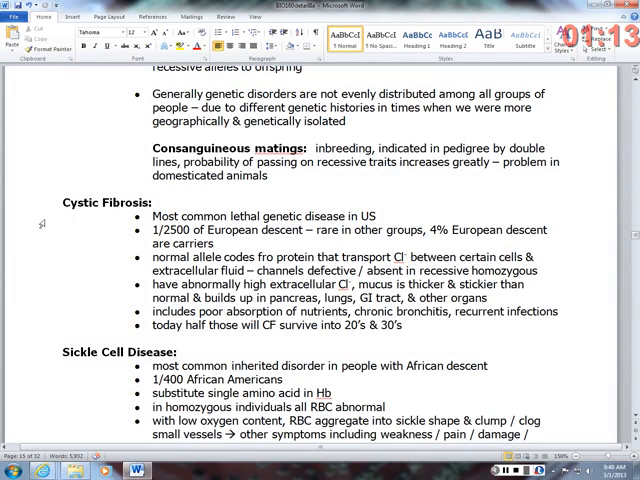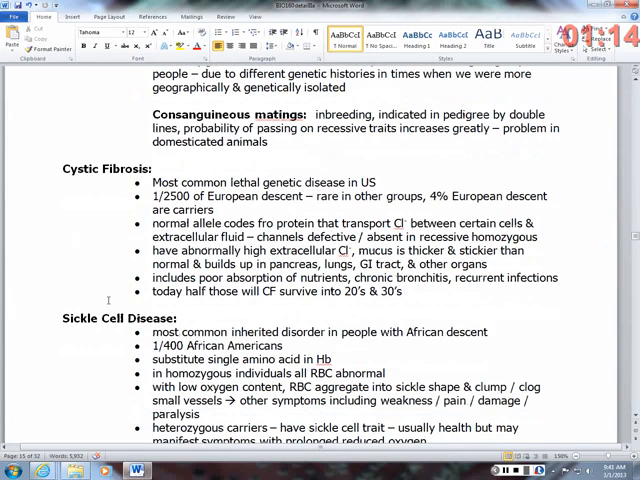on. So cystic fibrosis, this is one of the most common lethal genetic diseases in the U.S. It's in 1 in 25,000 people of European descent. It's more rare in other groups. About 4% of people who are of European descent are carriers for it.